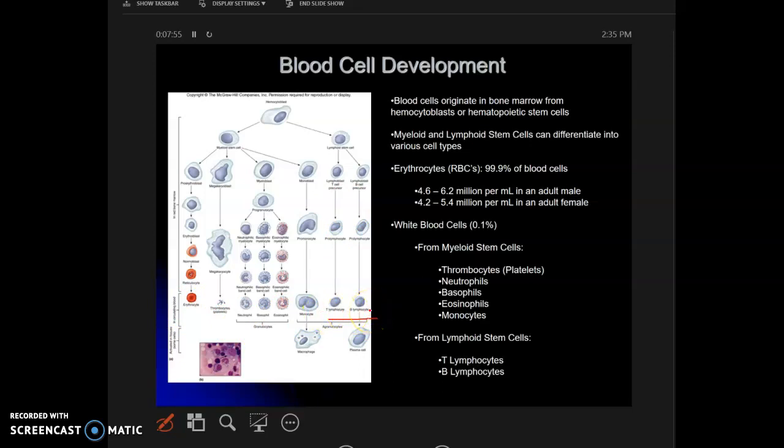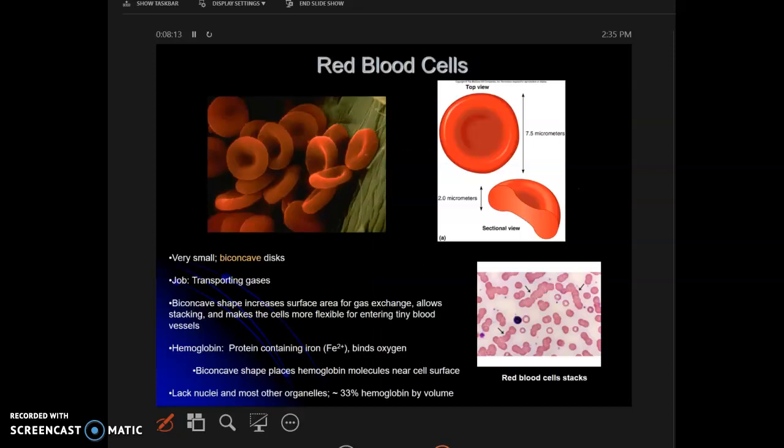All right. So we are going to focus on what for now? On the erythrocytes, which are about 99% of the blood cells. So there's more of the number in adult male and less in adult female. All right. Again, it depends upon your diet.